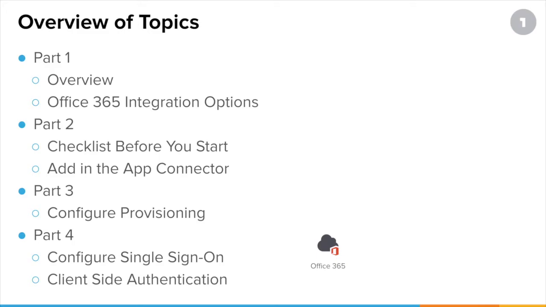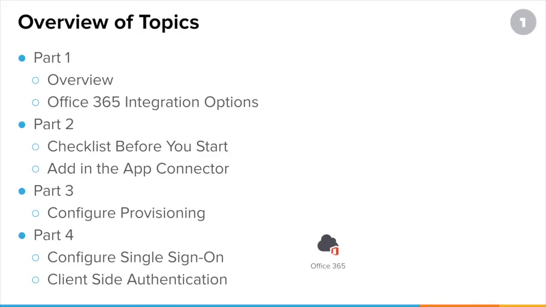Then we want to take a look at the various methods available when configuring Office 365, both for assigning users to Office 365 and for authenticating them. In the second video, we'll take a look at a list of things you need to have done or questions you need to answer before you get started. And then we'll add in that basic app connector. Our third video will be all about configuring provisioning. And finally, in our last video, we will configure single sign-on for our users.